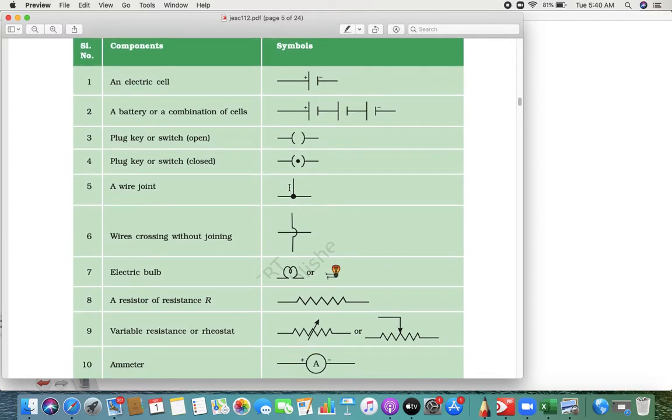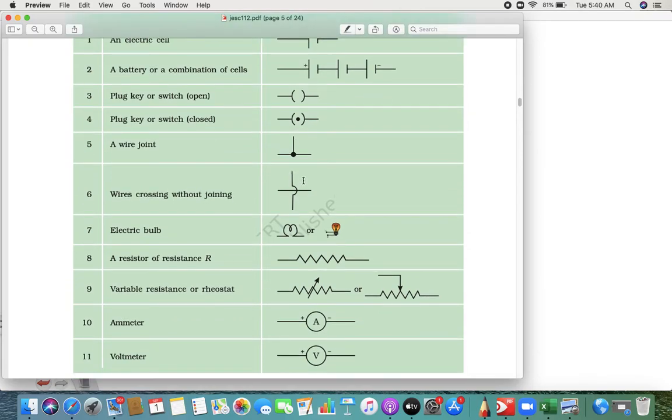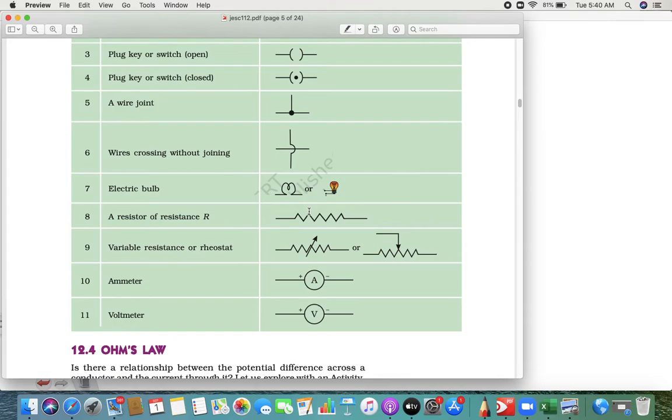Now you must have seen a wire joint like this, but if the wire is not joined, it goes above it, crossing it, and is not joined. Then the bulb can be represented like this. The eighth one is a resistance. I'll introduce what a resistance is here.